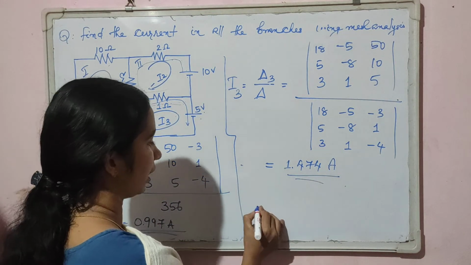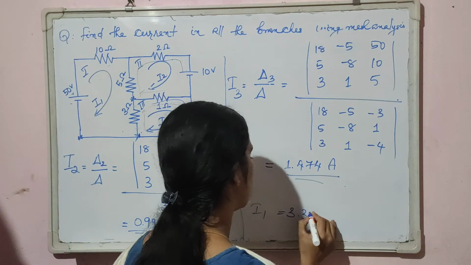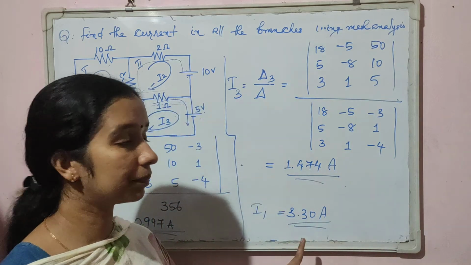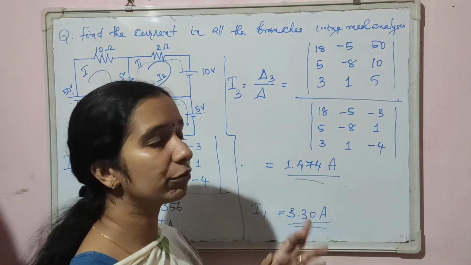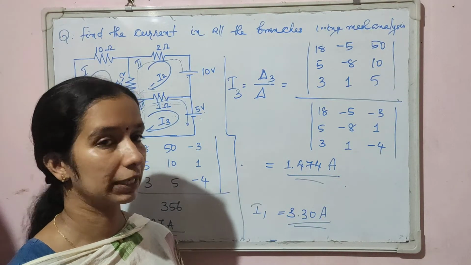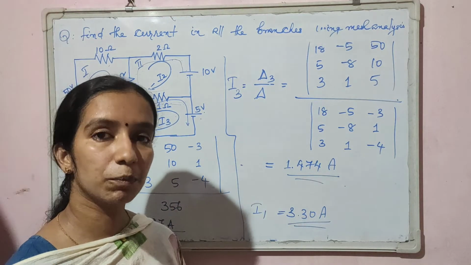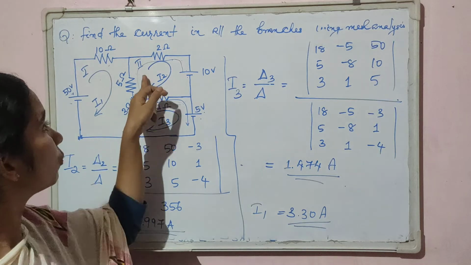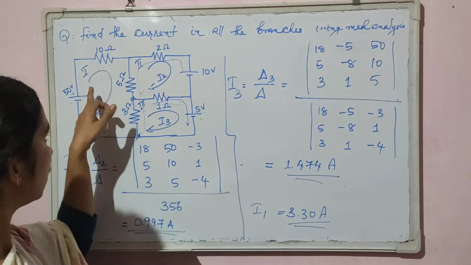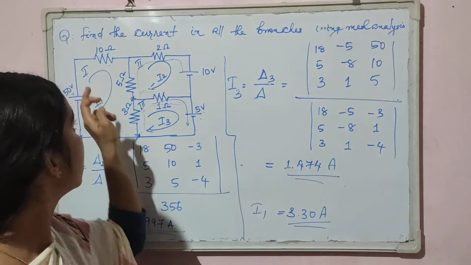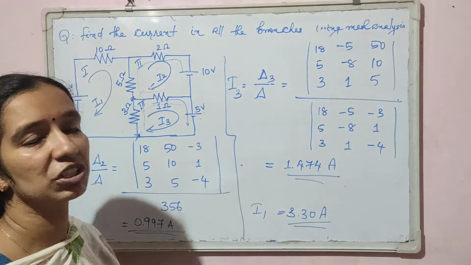So the value of I1 we got is 3.30 ampere, I2 is 0.997 ampere, and I3 is 1.474 ampere. So that means all the currents I1, I2 and I3 are positive. That means the assumed directions for I1, I2 and I3 are correct. So we got the loop currents I1, I2 and I3, and we have been asked to calculate the current in all the branches using mesh analysis.